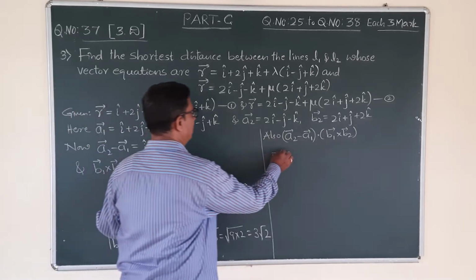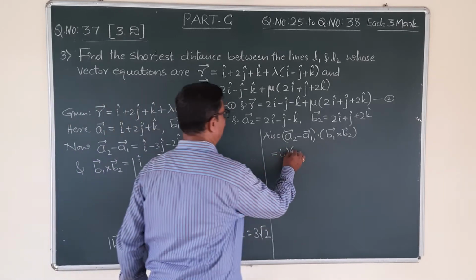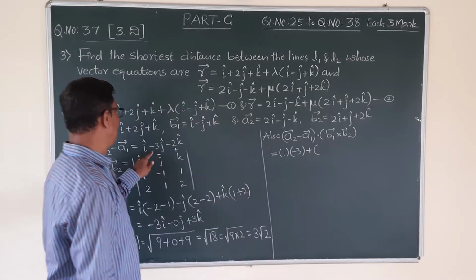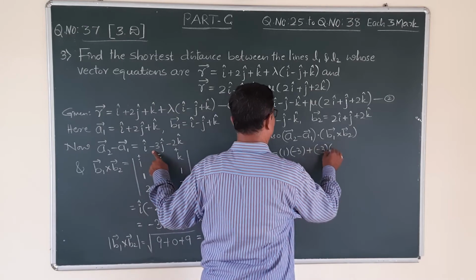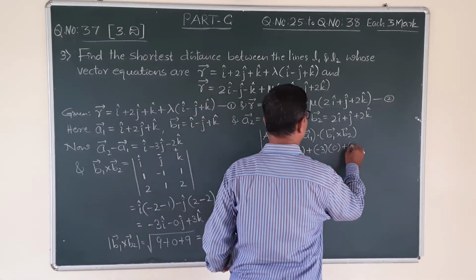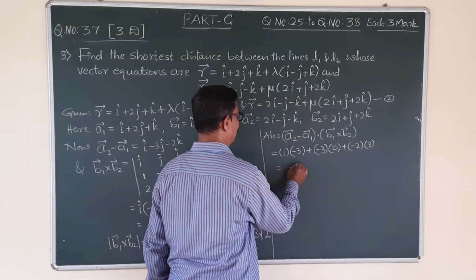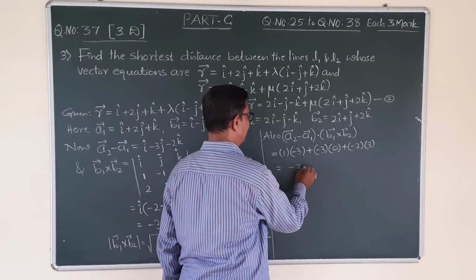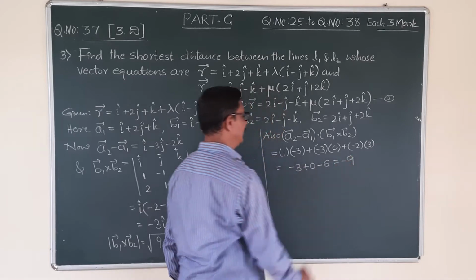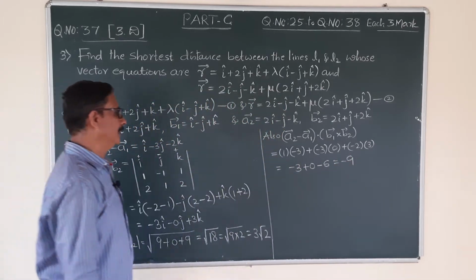Coefficient of i in vector a2 minus a1 is 1, coefficient of i in vector b1 cross b2 is minus 3, plus coefficient of j in vector a2 minus a1 is minus 3, here coefficient of j is 0, plus coefficient of k is minus 2, coefficient of k here is 3. So that is 1 into minus 3, minus 3, minus 3 into 0, 0, minus 2 into 3, minus 6, that is minus 9. So a2 minus a1 dot b1 cross b2 value is minus 9.